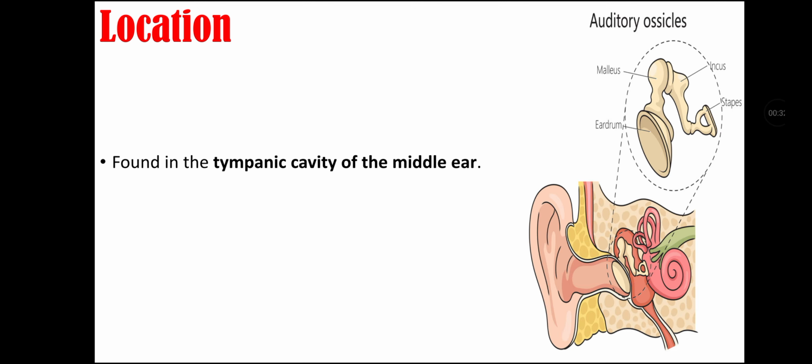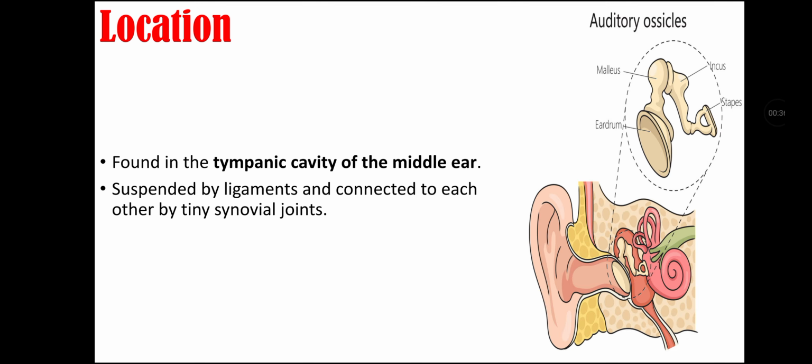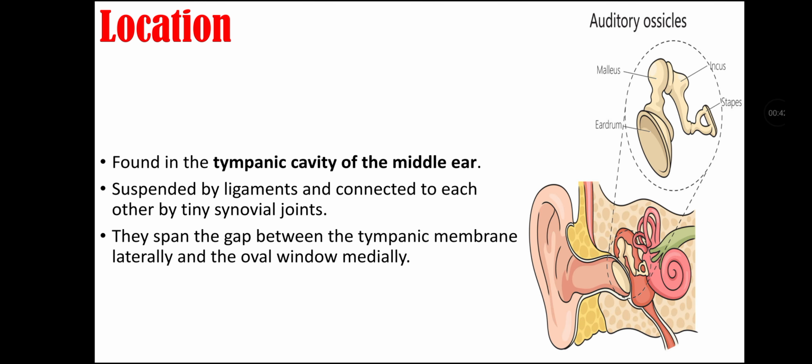Location of auditory ossicles. They are found in the tympanic cavity of the middle ear and they are suspended by ligaments and connected to each other by tiny synovial joints. They span the gap between the tympanic membrane laterally and the oval window medially.